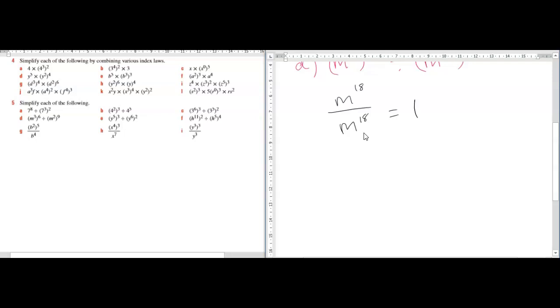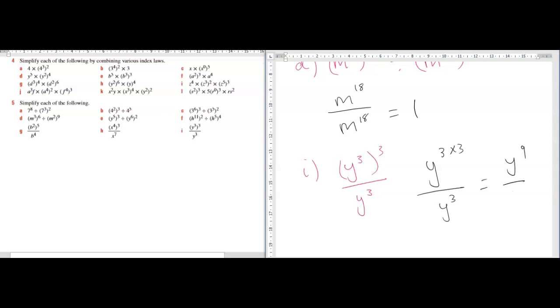Okay, and do one more. Just trying to think what might be the hardest. Let's look at I. My hands are freezing. I always say that. Okay. So we've got y to the power of 3 times 3 over y to the power of 3. Now you could have straight away done some cancelling, but it's probably a good idea to see what you're actually doing here. So this y to the power of 3 cancels and makes that a 6. So remember, a second index law, we subtract our powers. So we're left with y to the power of 6. All right, girls, catch you later.